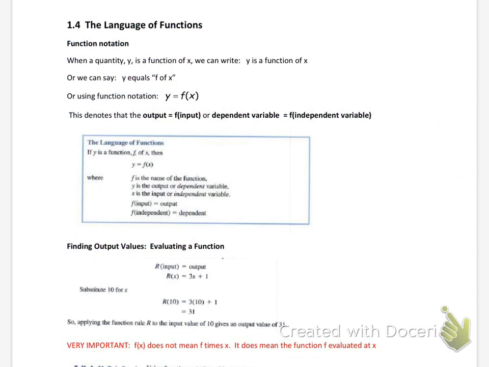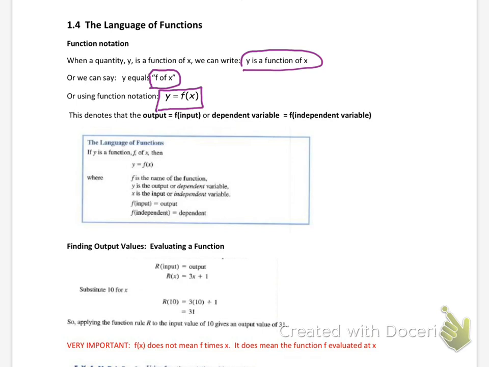Okay, so we're going to go on in 1.4 to discuss the language of functions. Function notation is something that you want to be comfortable with and aware of. When a quantity y is a function of x, you can say y is a function of x. Okay, so that's how you would say it, or write it in a big sentence. Or we can say y equals f of x, which is a verbal abbreviation. Or here's the math abbreviation, which you're going to see quite often: y equals f of x.